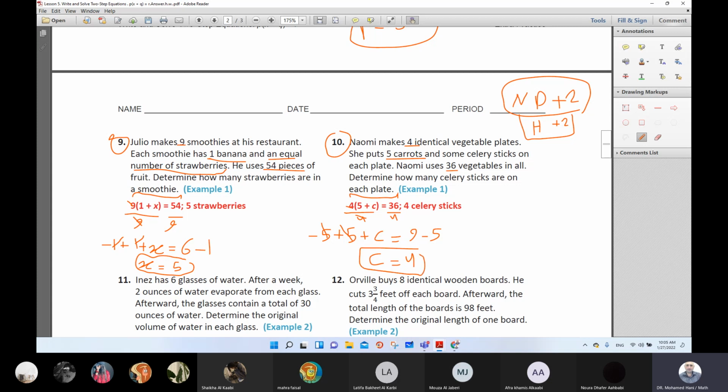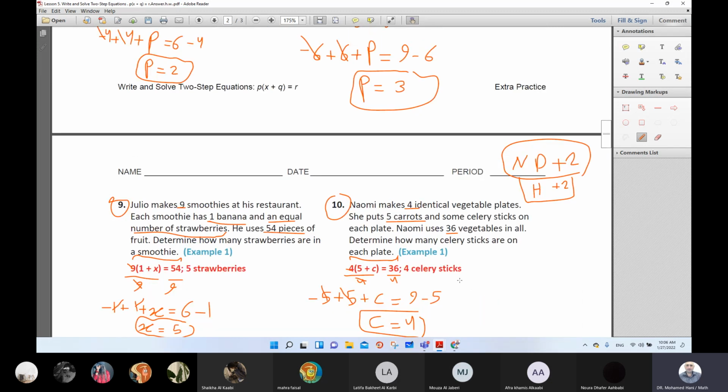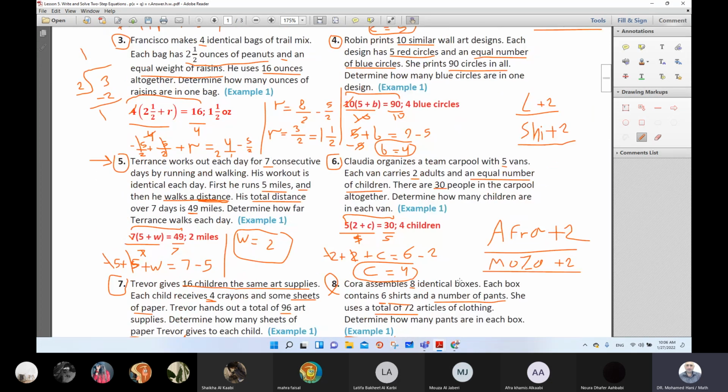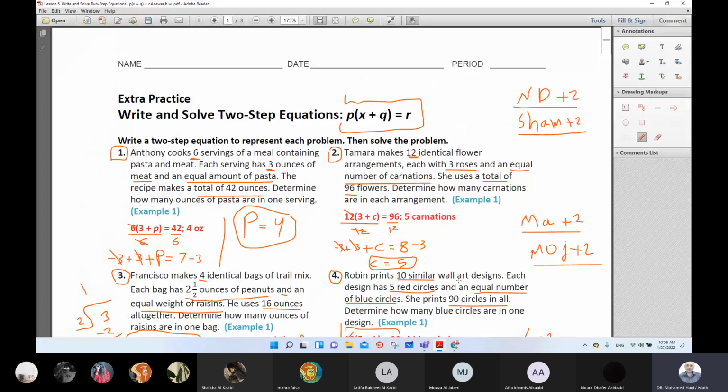Who has any question about this lesson, about this idea? No questions? Are all ideas clear for all? Okay. Yes.